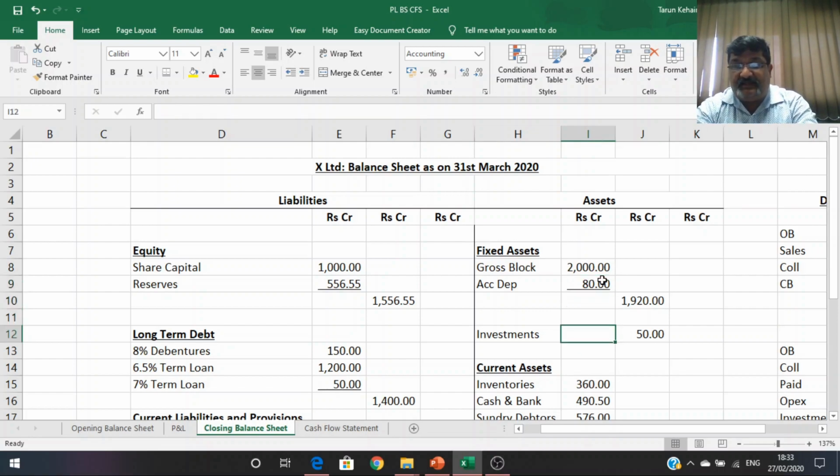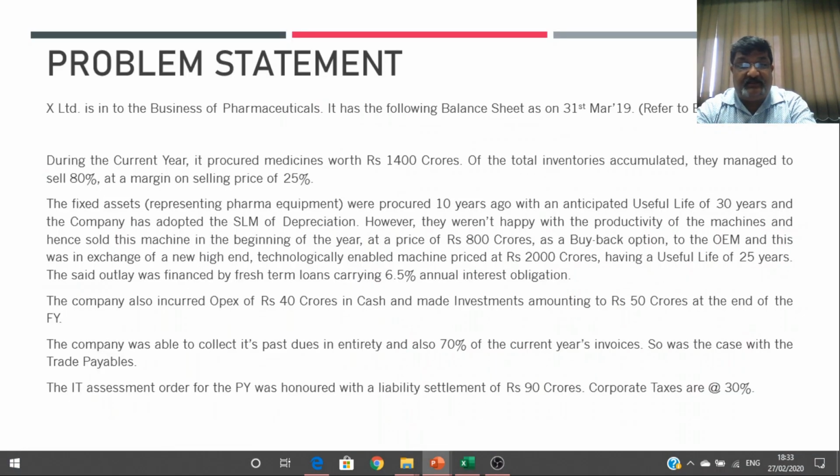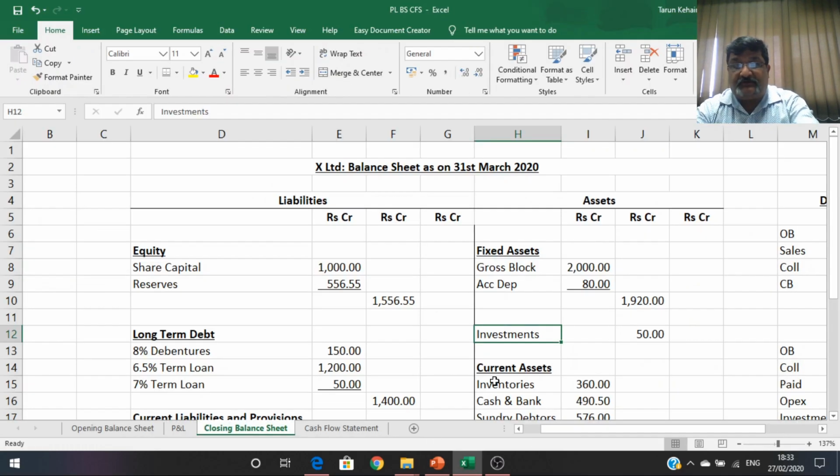Now, the company has also made investments during the year of 50 crores. If you look at the problem statement, it tells you very clearly that the company has made investments amounting to 50 crores at the end of the financial year. So if you look here, I have put this down as investments because these will now form part of the balance sheet as of 31st of March 2020. The company also has investments worth 50 crores in their kitty of assets.